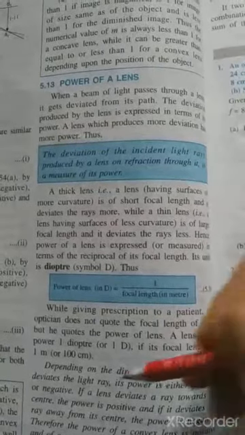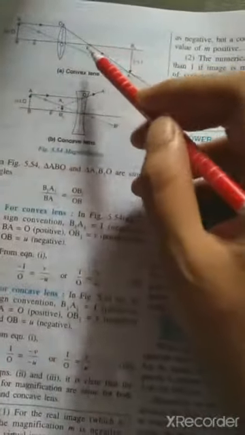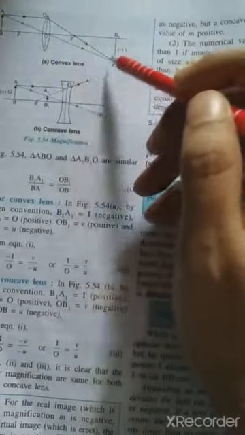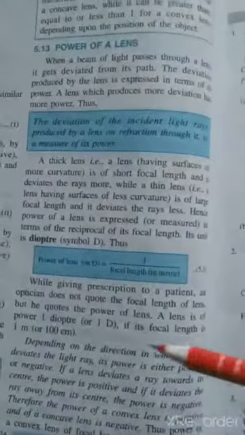Now depending on the direction in which the lens deviates the ray of light, power is taken positive or negative. For a convex lens, it deviates the ray of light towards the center on the principal axis, towards the optical center, so it will be taken positive. In the case of a concave lens, it deviates the ray of light away from the center, so it will be taken negative.